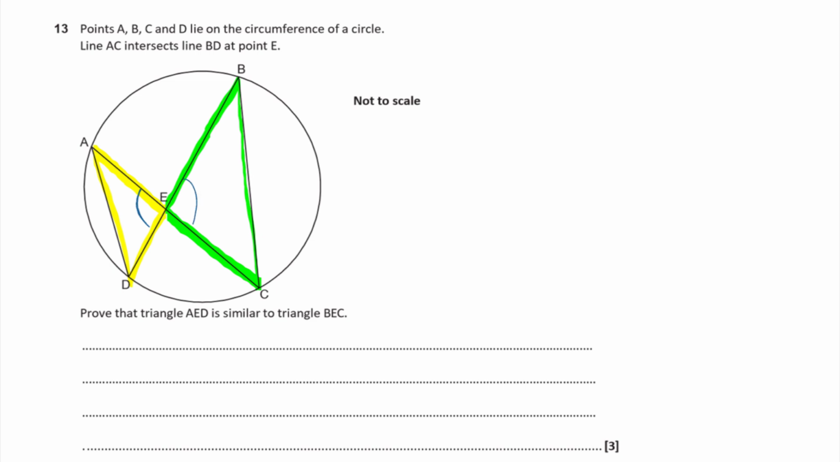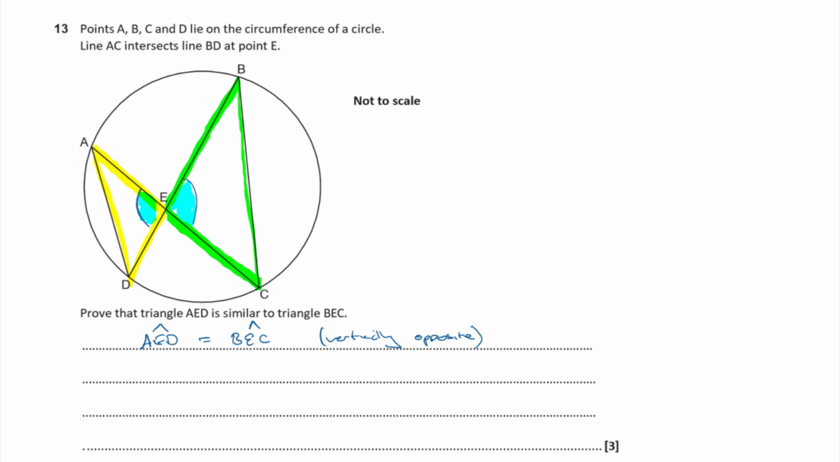So here, what we've got is two vertically opposite angles, haven't we? So these two vertically opposite angles must be equal to each other. So I'm going to start with that. I'm going to say angle AED is equal to angle BEC because they are vertically opposite. Okay, so those two are equal.